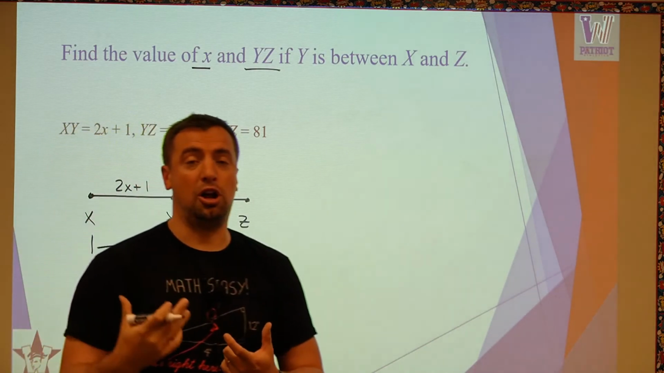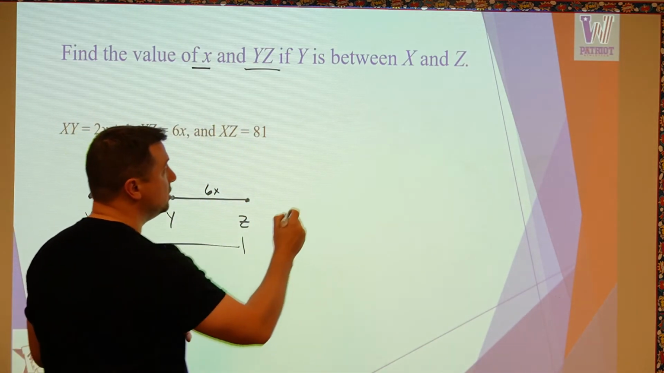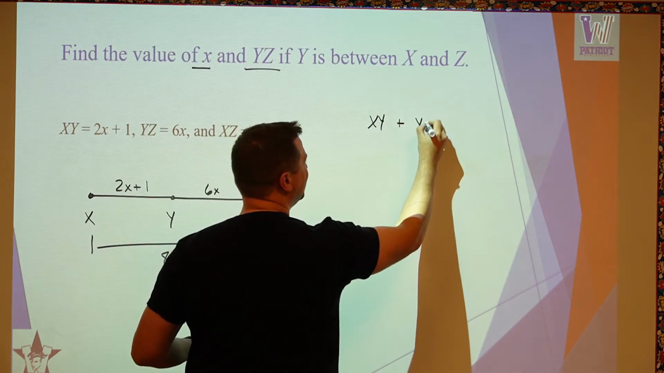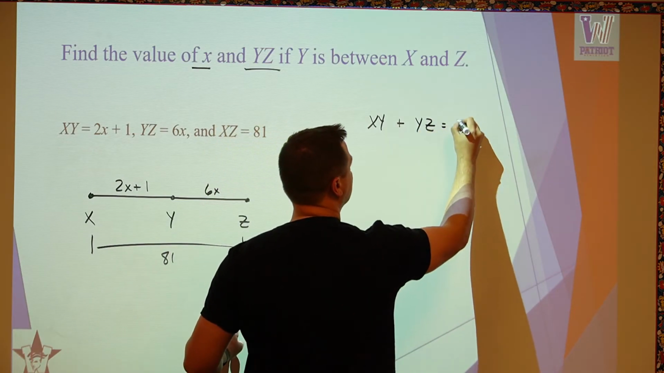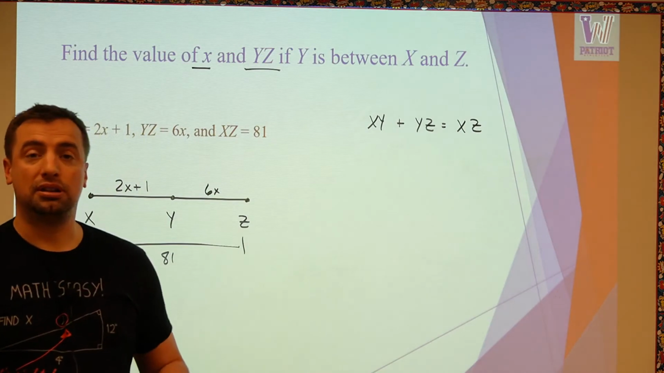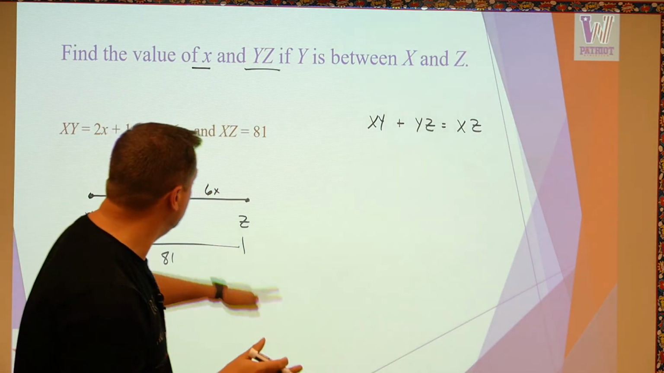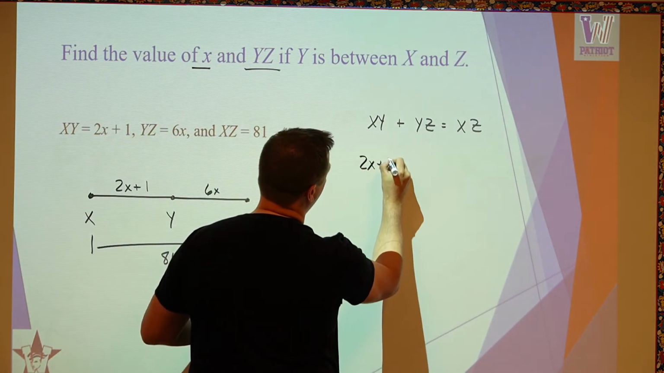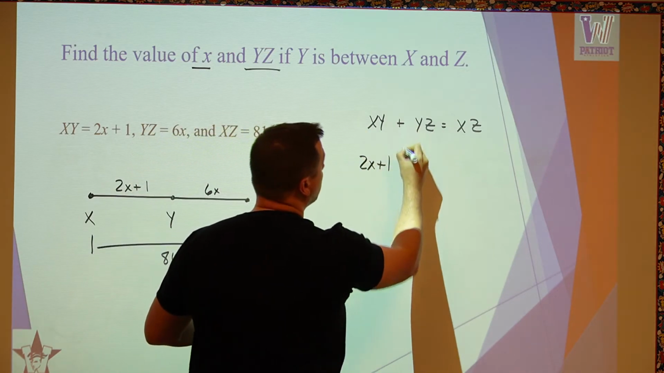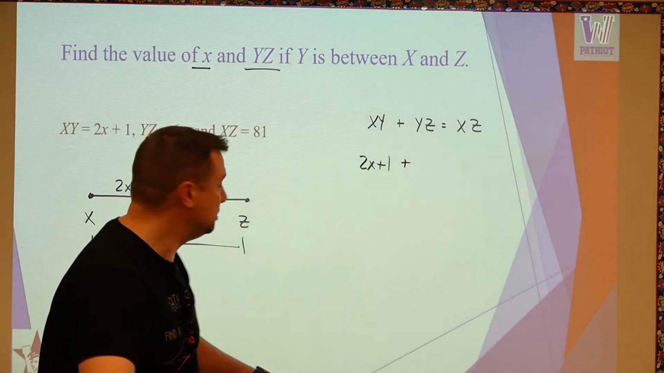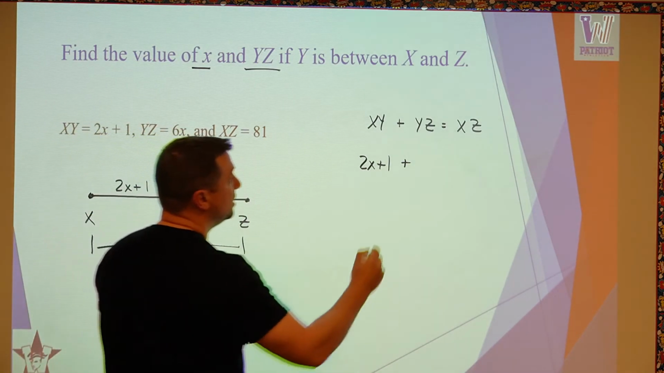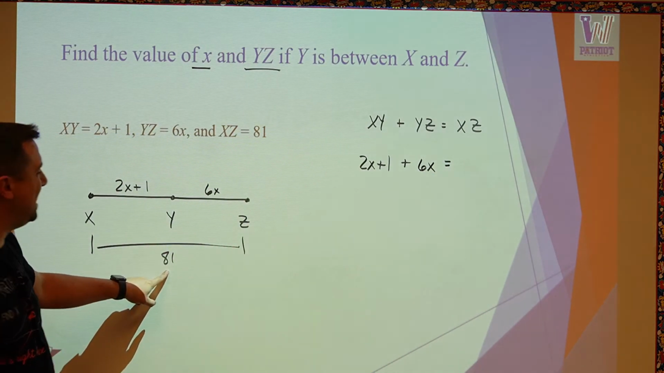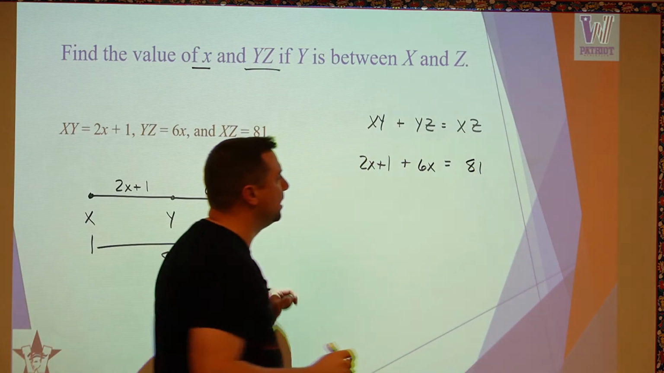Now we're ready to solve our problem. Start by writing the equation using the letters, and that is xy plus yz equals xz. Now that I have that equation written, all I have to do is plug my values in and solve. xy is 2x plus 1. Okay, that's all the xy. Bring down the addition sign, and plug in the next term, which is 6x for yz. Bring down the equal sign, and now what does it equal? Equals 81. So let's plug 81 in right there.